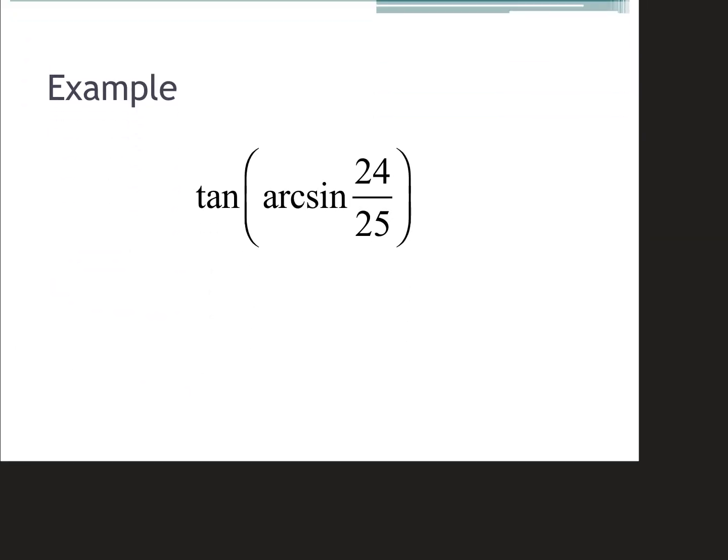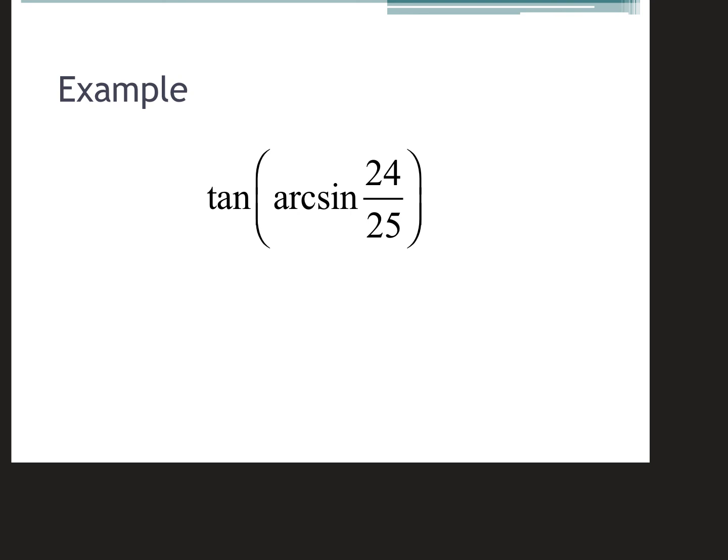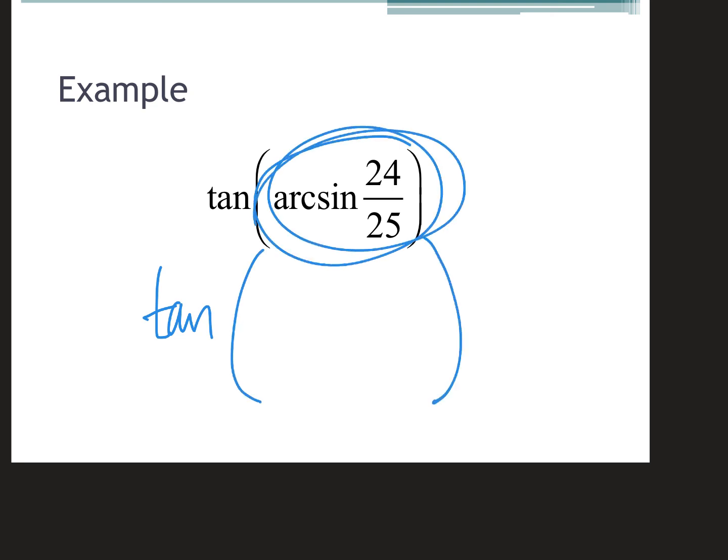Okay, and then this is sort of the situation when you're not on the unit circle, right? You can look and look and look, and you're not going to find any sine values of 24 over 25 on the unit circle. Okay, doesn't mean you can't do this problem. It just means you're going to have to draw a picture. Okay, so let's take the tangent and then let's draw a picture of this angle. This represents an angle. Okay, so I'm looking for an angle that has a sine value of 24 over 25.